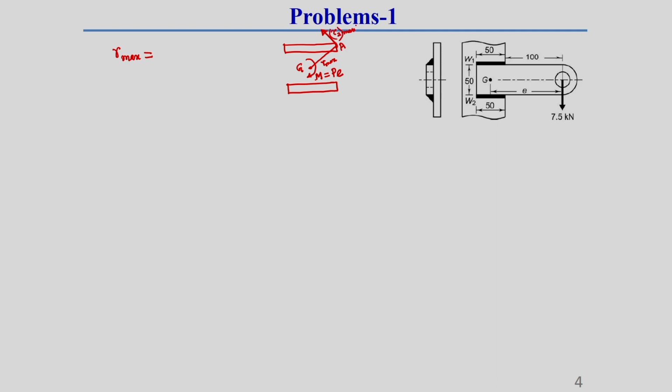For this tau 2 max, we have to find out what r max is. R max we can easily find out, since these dimensions are given. This is 25, this is also 25. We know that the hypotenuse of these will give us r max. So, r max will be how much?